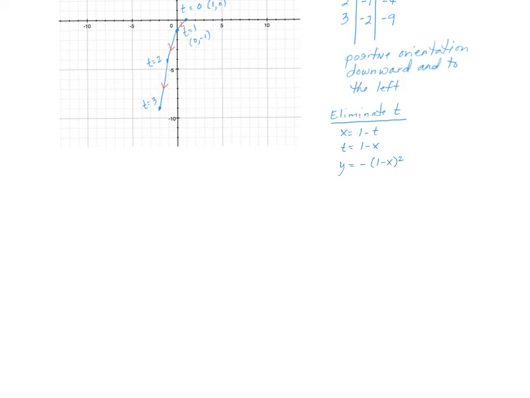Because this is almost in vertex form, but if you don't see that, you can always just multiply this whole thing out, and eventually you'll get negative x squared plus 2x minus 1. So you can see that it's a parabola opening downward, and that's all I need to conclude that my graph will continue on.